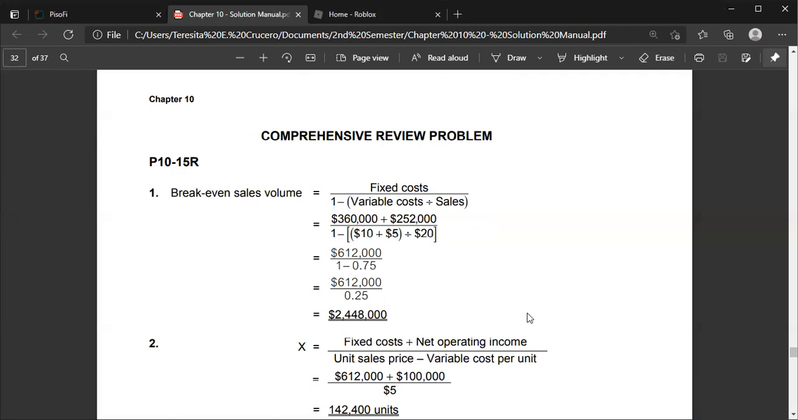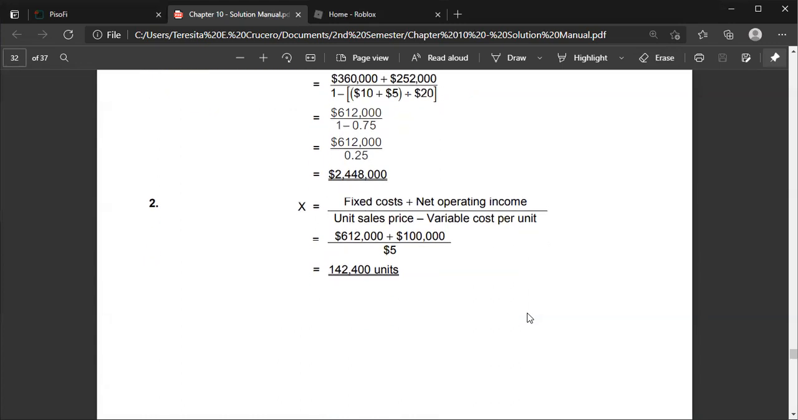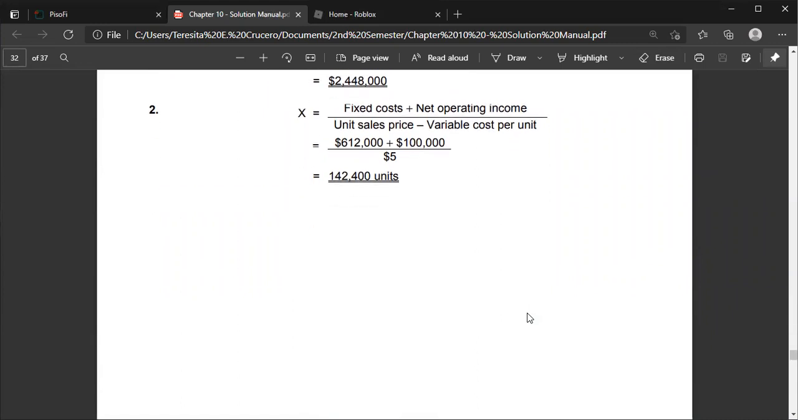Then in number 2, how many units must be sold to earn a net operating income of $100,000 per year? So we have fixed cost plus net operating income divided by the unit sales price minus the variable cost per unit. So we have the fixed cost of 612,000 and net operating income of 100,000, divided by unit sales price of 20 minus the variable cost per unit of 15. So we have 5. Now the answer, 142,400 units.